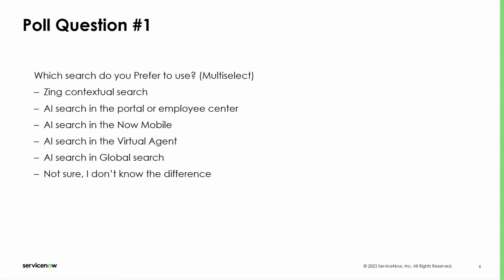So before going further, I want to know your feedback on which search you prefer to use as of now. I'm going to raise a poll, and I want your feedback over there. So please respond to this poll question. I think this is just asking which is your preferred search within ServiceNow, whether you're using Zing or multiple. Yes, it is a multiple choice question. You can select mobile agent, now mobile, virtual agent, global search.